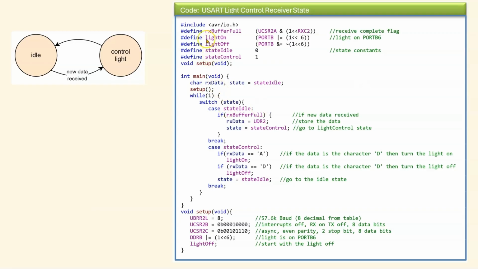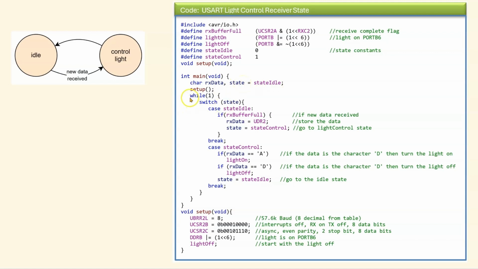This is the code I have written from the state diagram. Looking at the code, we look at the defines. We are looking at the receive complete flag in UCSRnA to see if data has arrived. We control the light using port B, bit 6, and then we have 2 state constants, state idle and state control. We have a main, we have received data that's used to store the received data, and we have a state variable here that we initialize with state idle.